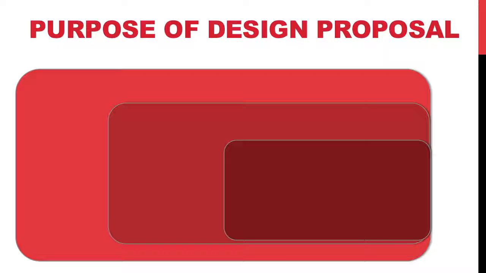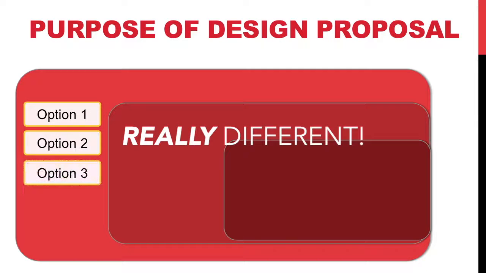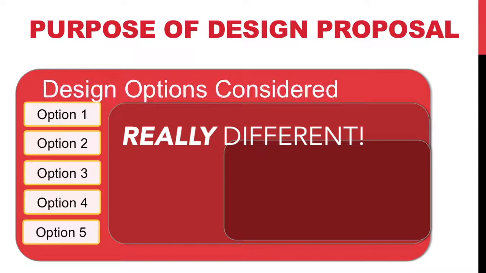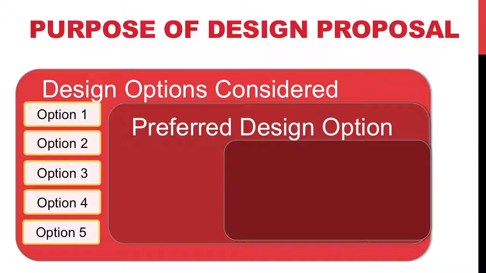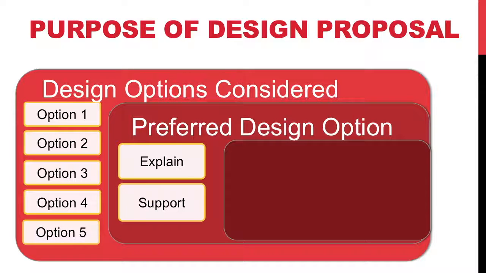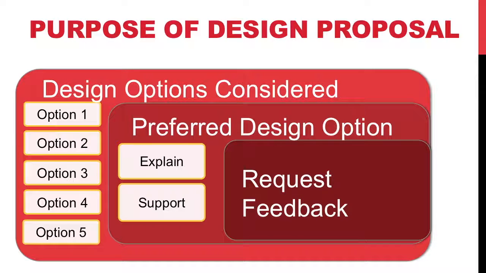Okay, so you have your 5 different options that you came up with after brainstorming. Those are the ones that you have considered. Then you're going to have a design option that you actually want to move forward with and start prototype. So you're going to explain that and support that using your decision analysis tools. The purpose of this is also to request feedback from your supervisor saying, can I move forward with this?